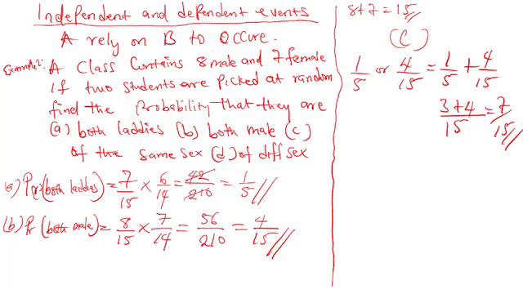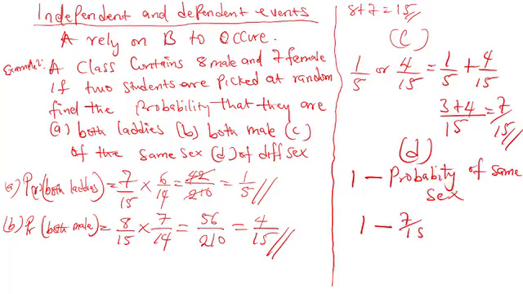Then probability of both being from different sex is 1 minus probability of same sex. So it's 1 minus 7/15. We still look for the LCM here, being 15. So it's 15 minus 7, because 15 divided by 1 is 15 times 1 is 15. Minus 15 divided by 15 is 1 times 7, which is equal to 8/15.